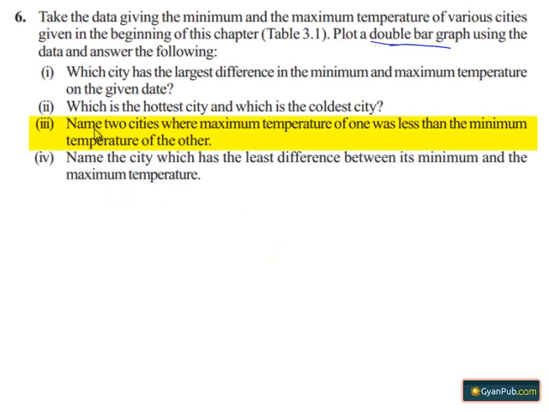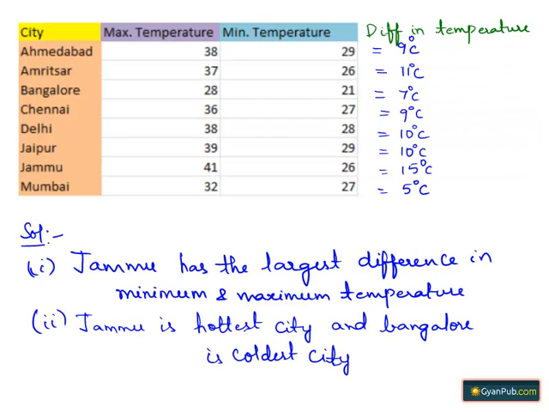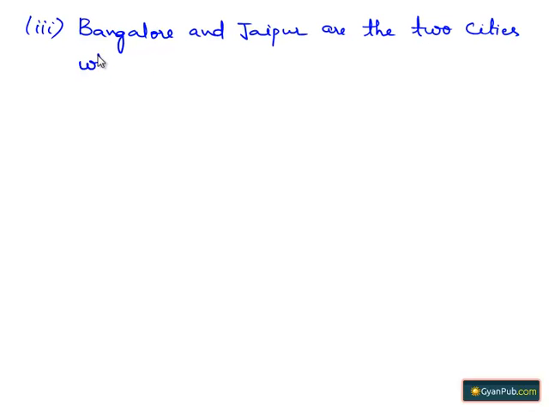Now moving to the question number 3. Name 2 cities where maximum temperature of one was less than the minimum temperature of the other. Now when we see the tabular form, here the maximum temperature of Bangalore is 28 and the minimum temperature of the Ahmedabad and Jaipur are less than the maximum temperature of Bangalore. So solution for the third part is Bangalore and Jaipur are the 2 cities where the maximum temperature of one was less than the minimum temperature of the other.